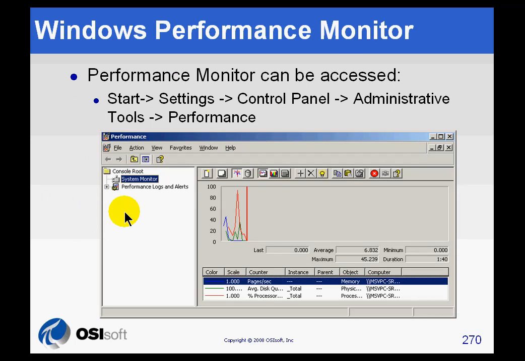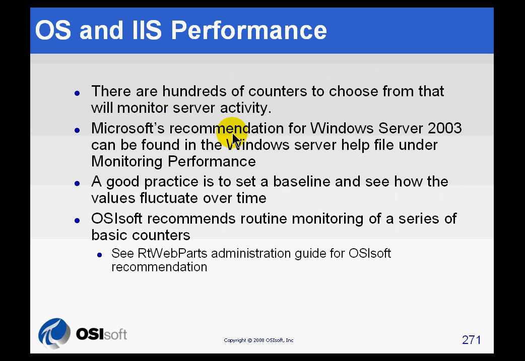By Windows Performance Monitor, what we're talking about is the application you'll find under Control Panel, Administrative Tools, Performance. That's the Windows Performance Monitor, or the Windows Performance Counters. You also hear them called Performance Counters. So let's take a look at what type of counters there are. There are hundreds of these counters available. We're not the expert when it comes to telling you which things to monitor. In fact, Microsoft's got some nice information in the Windows Server help file under monitoring performance.